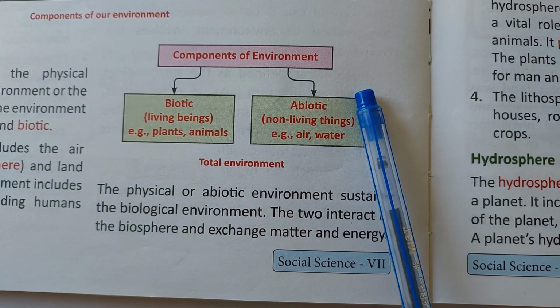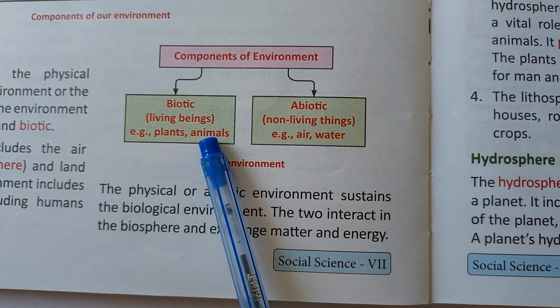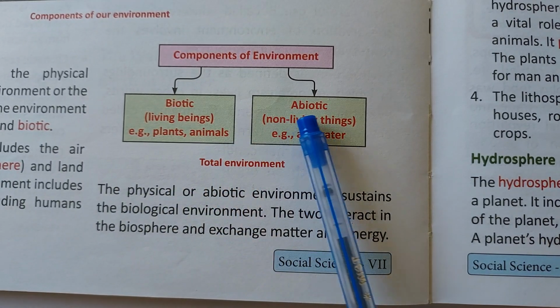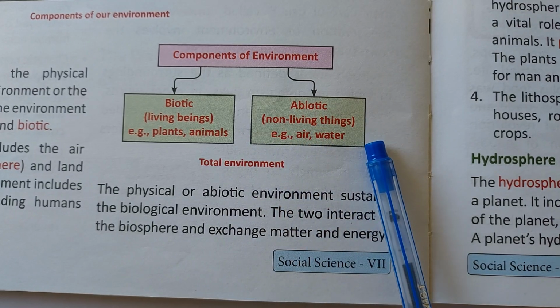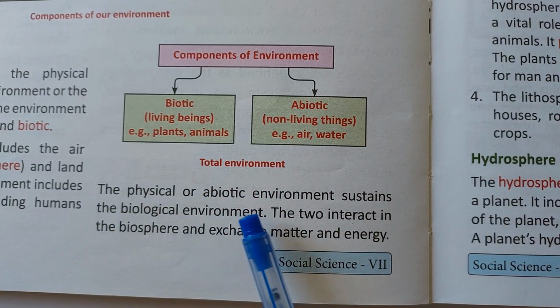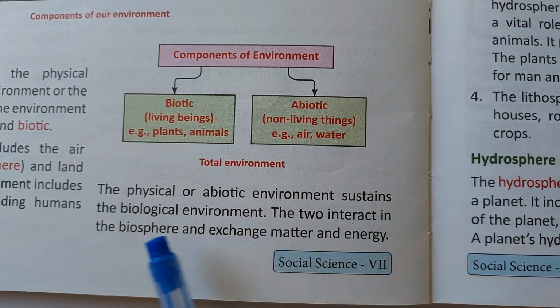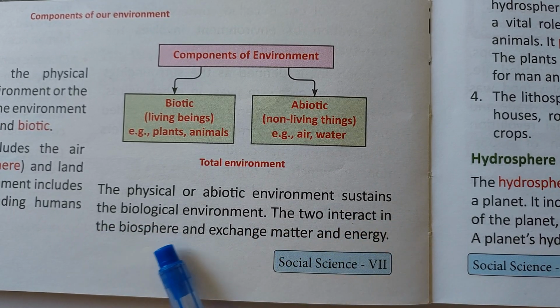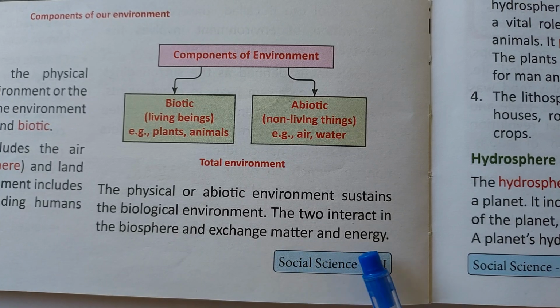Components of environment. Biotic, living beings, for example, plants, animals. Abiotic, non-living things, for example, air, water. The physical or abiotic environment sustains the biological environment. The two interact in the biosphere and exchange matter and energy.